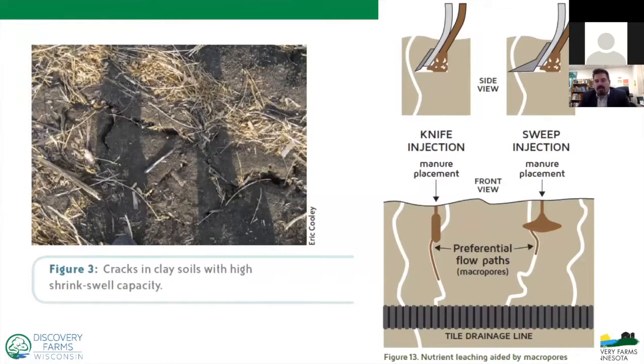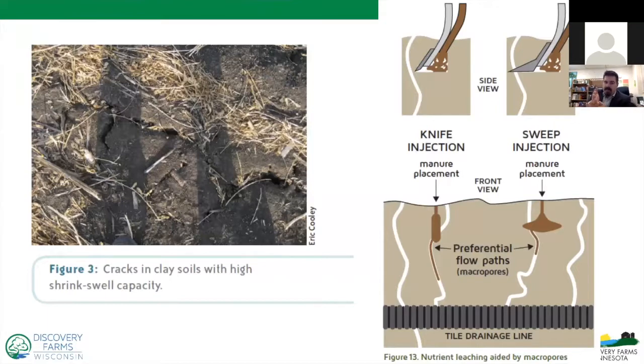So what do we do, especially when it dries out a little bit? Those cracks open up a little bit. So what can we do? One of the biggest recommendations to alleviate this is, when injecting manure, to use some sort of sweep injector that can, for lack of a better term, smear over those preferential pathways, right?